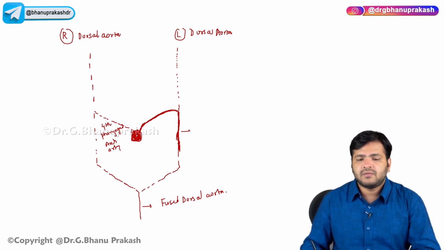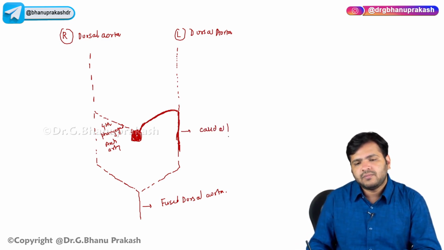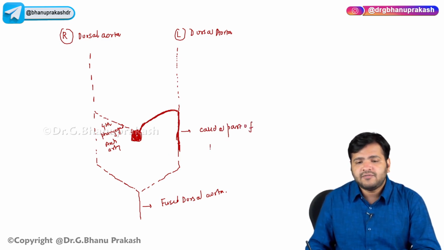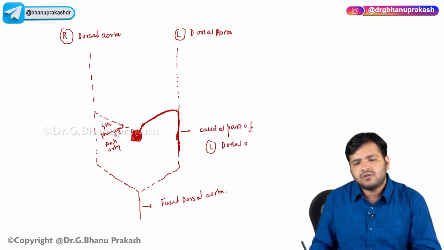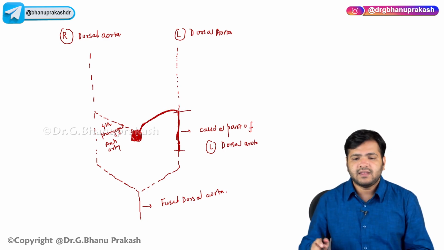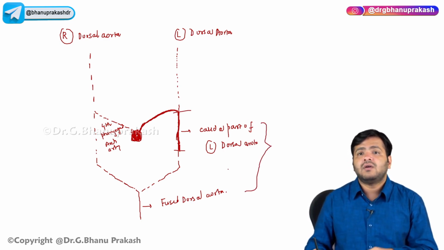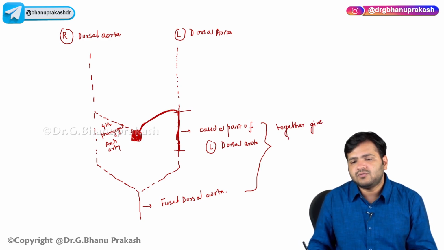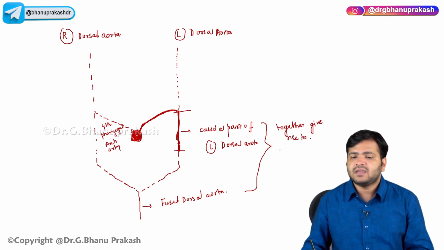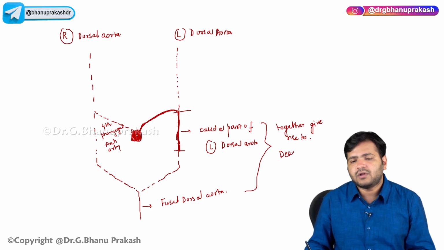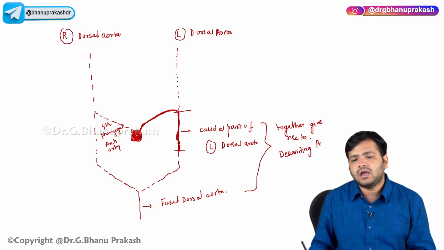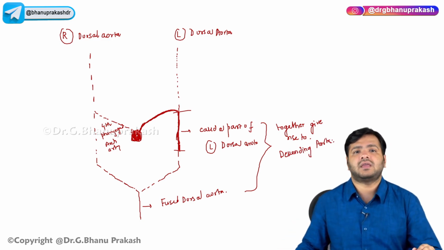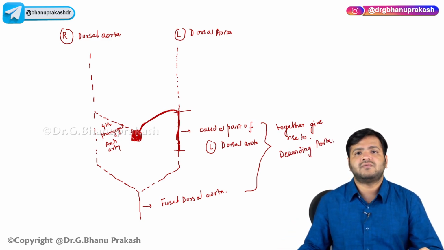So this part is the caudal part of the left dorsal aorta, right? And this fused dorsal aorta will together give rise to the descending aorta. Okay, so yes, this was about this.